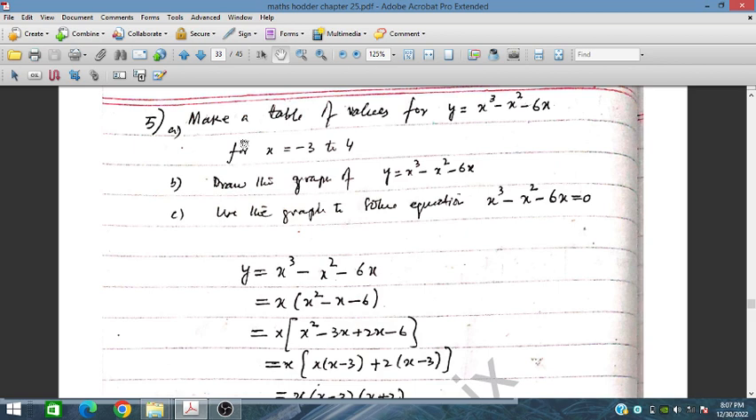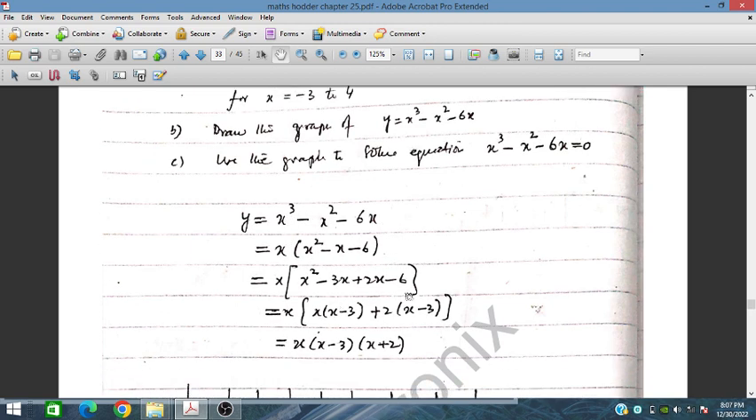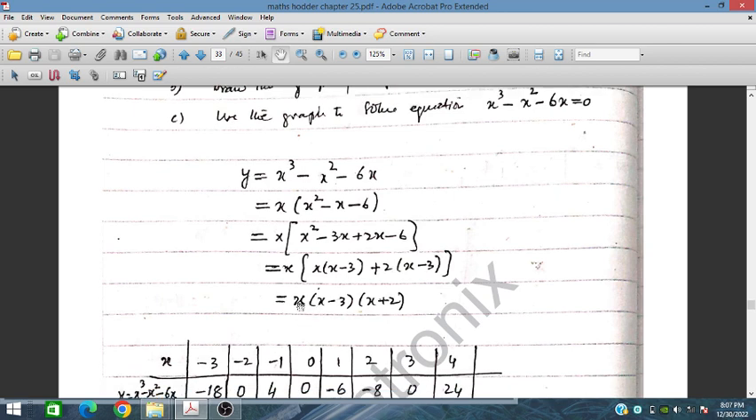So make a table of values for y is equal to x cube minus x square minus 6x, for x is equal to minus 3 to plus 4, and draw the graph, and use the graph to solve x cube minus x square minus 6x is equal to 0. So y is equal to x cube minus x square minus 6x, and we take out this x, and then we draw and we solve it.